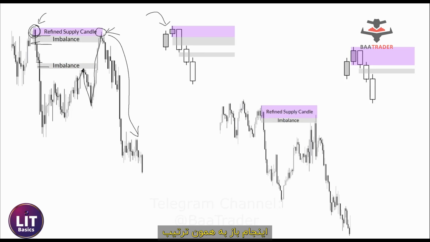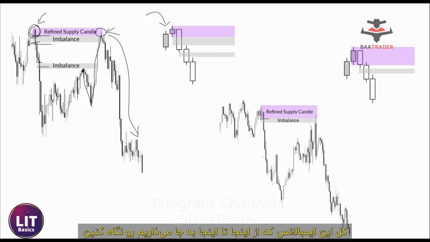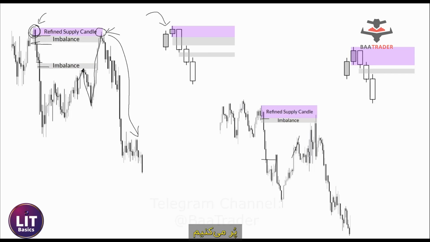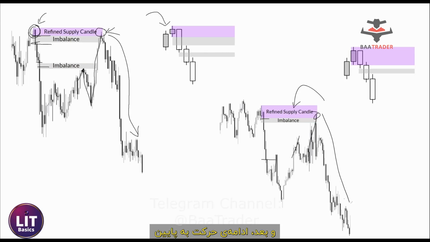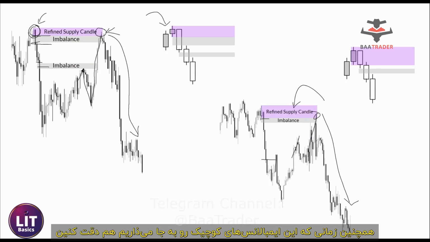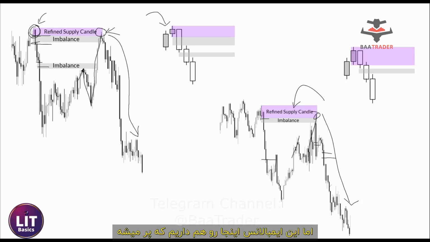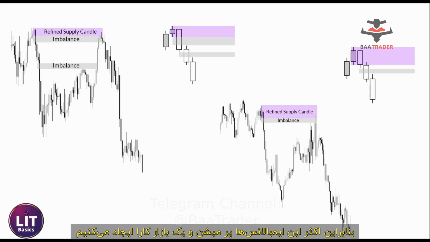Same again here, except it's not very small, so it's not the ideal, but that doesn't matter. Look at all the imbalance we leave from here. We fill it, and then fully fill it by also tapping into our refined supply candle and then continuing down. Also notice how when we leave these little imbalances, there's a little imbalance left here, but we have this imbalance here that gets filled, and also this little imbalance here that gets filled. So the majority of these imbalances are getting filled and we're creating an efficient market.